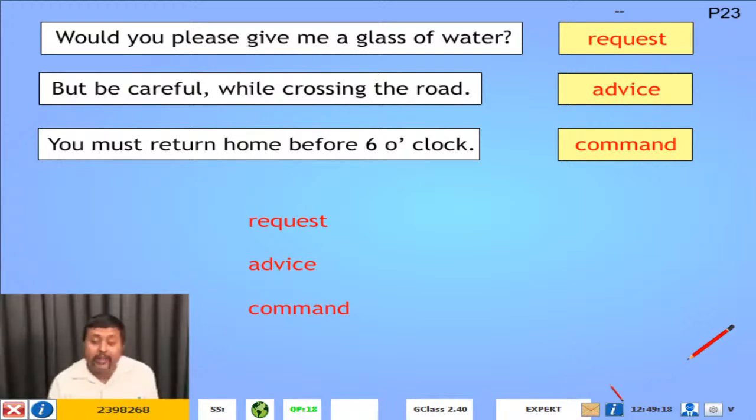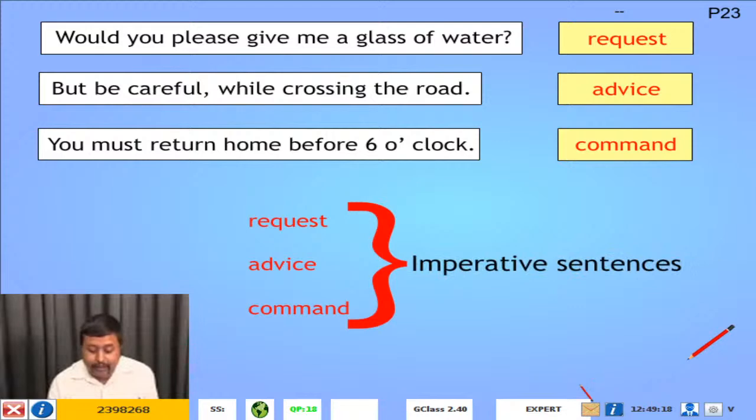So, request, advice, and command, these types of sentences are called what? Imperative sentences. So a sentence that talks about a request, a sentence that talks about advice, or a sentence that talks about a command is an imperative sentence. A sentence making a request can be an imperative sentence. A sentence giving advice can be an imperative sentence. And a sentence that gives an order, a command, can be an imperative sentence.